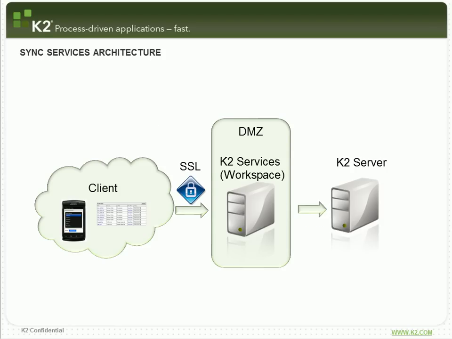So typically an architecture will look something like this, where you have your client applications connecting over SSL to the K2 services, which is installed as part of the K2 workspace in some sort of DMZ, and then those services will talk to the K2 server to retrieve the set of tasks and send them back over the SSL connection.